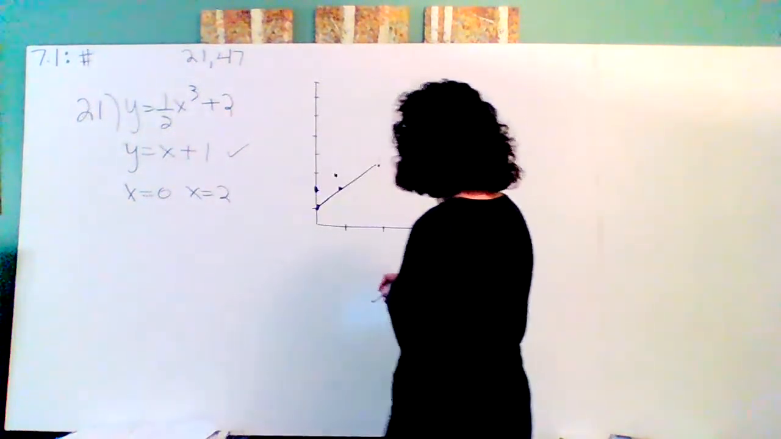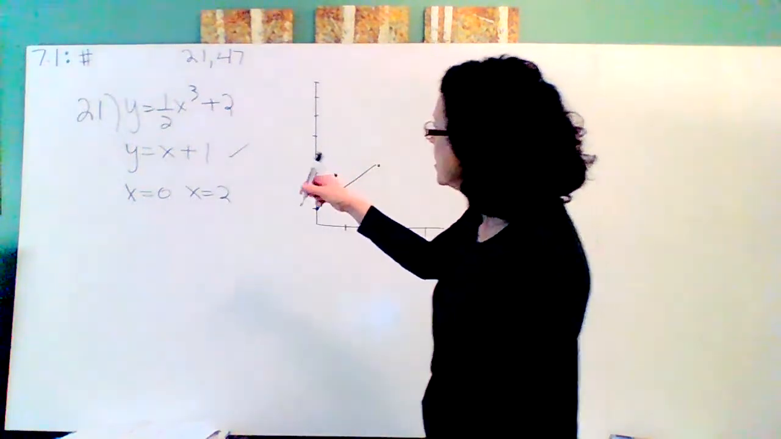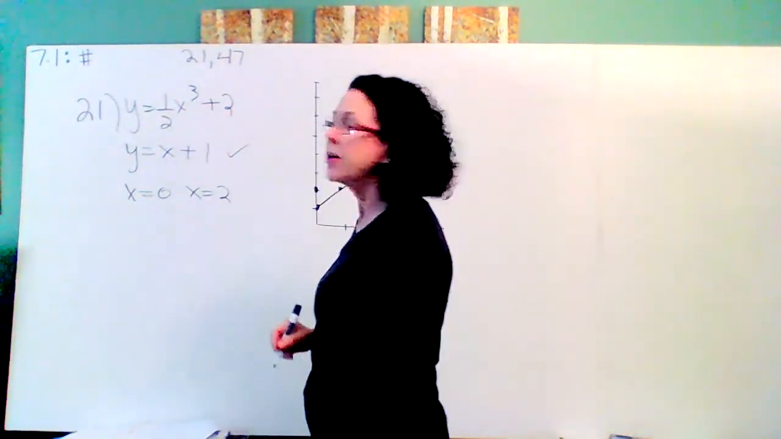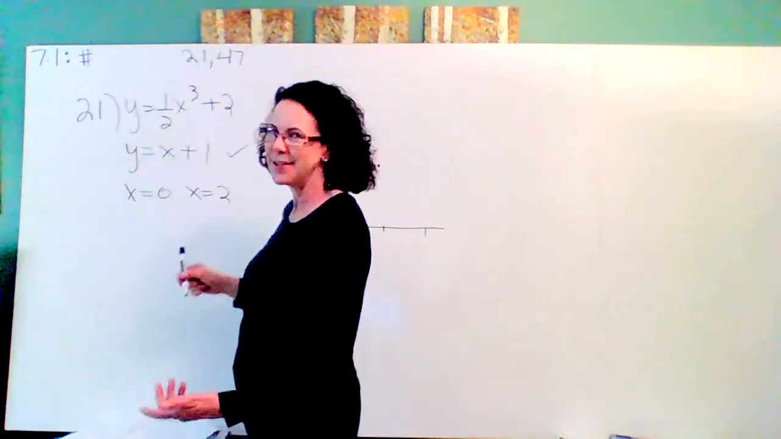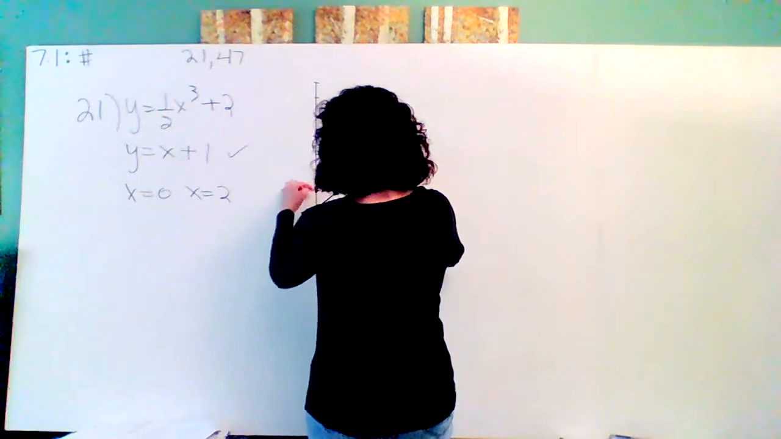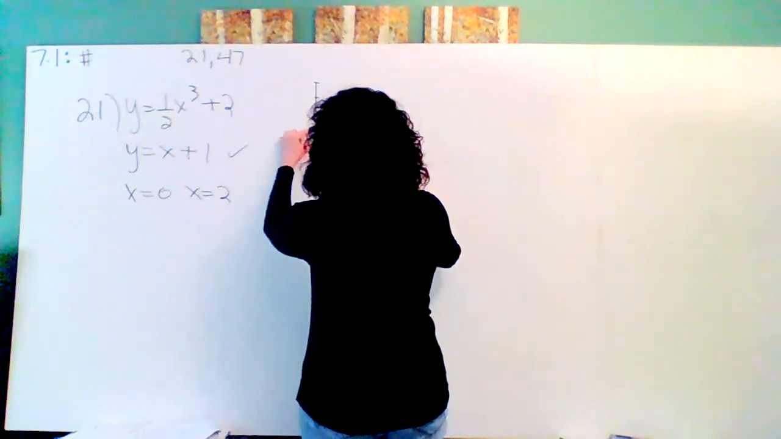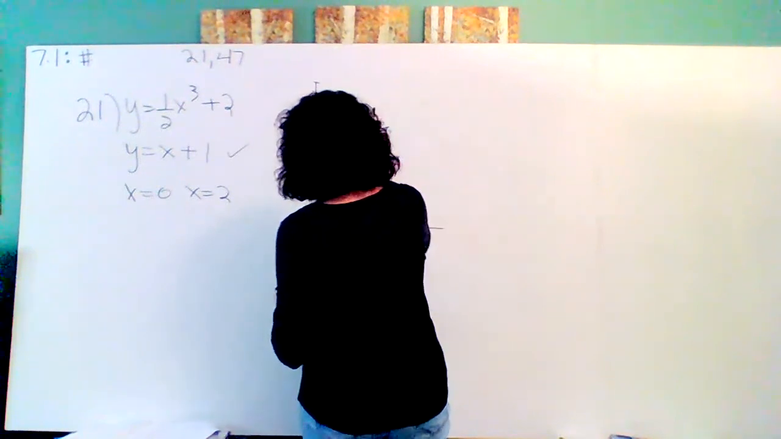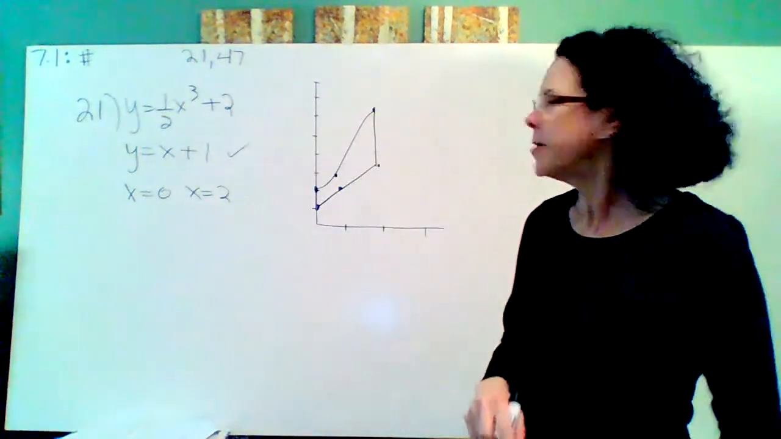And when I put in a 2, 2 cubed is 8. A fourth of that, a half of that is 4, plus 2 is 6. There we go. So that's 1, 2, 3, 4, 5, 6, way up here. Okay, that kind of takes this shape. There we go. So here's our area.